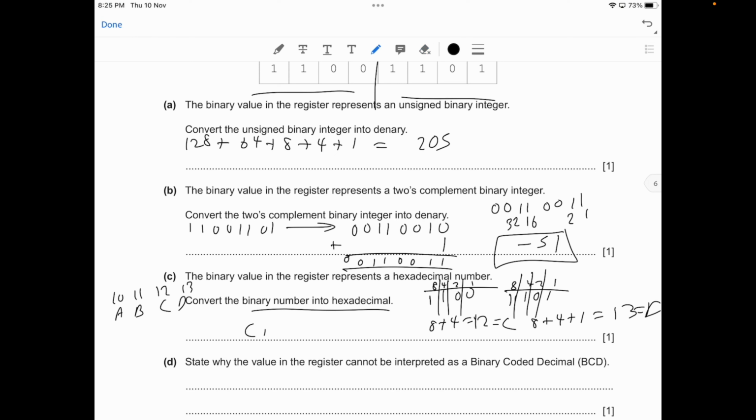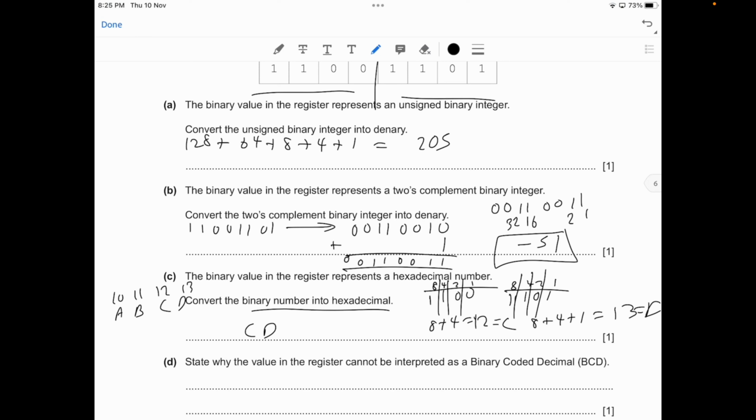You can use any method you like. This is just a method that I use where I split it into 4 binary digits, 4 bits. 1 hex is equal to 4 binary digits. So this is going to be CD for 1 mark.